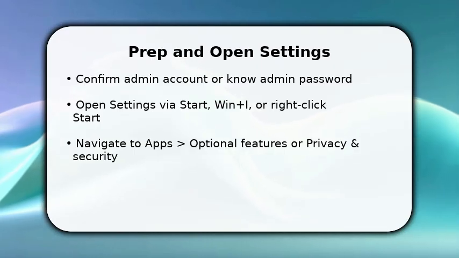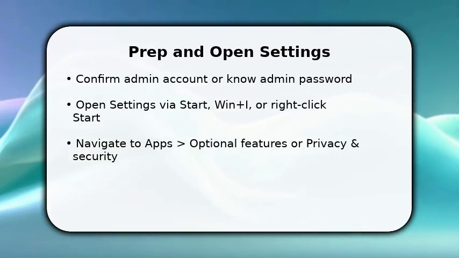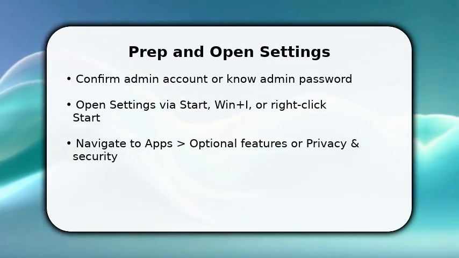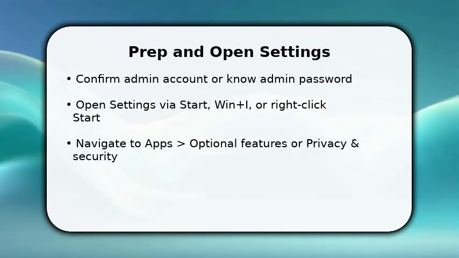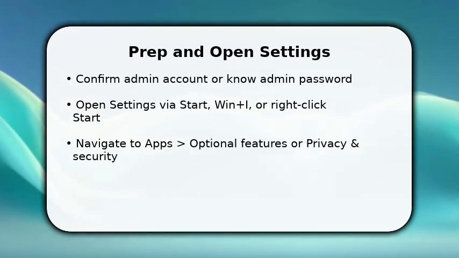You need admin access to make system changes, so sign in now. Once signed in, open Settings quickly with Win+I or click Start and choose Settings. This places you at the control center. From here, go to Apps to check optional features and to Privacy and Security to find search-related toggles. Make sure Windows is up to date so options match these steps.